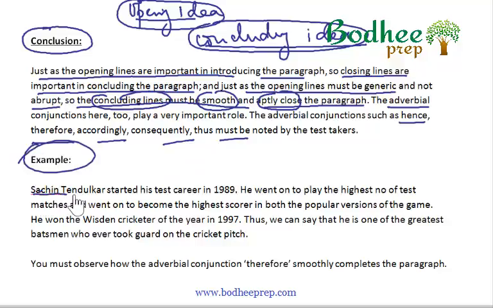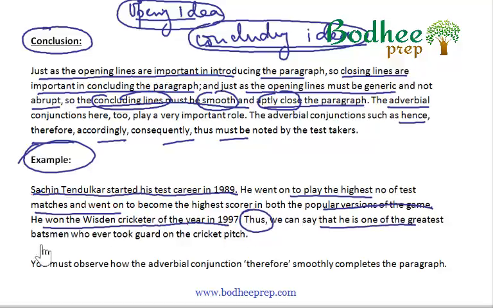Sachin Tendulkar started his test career in 1989. He went on to play the highest number of test matches and went on to become the highest scorer in both the popular versions of the game. He won the Wisden Cricketer of the Year in 1997. Thus, we can say that he's one of the greatest batsmen who ever took guard on the cricket pitch.